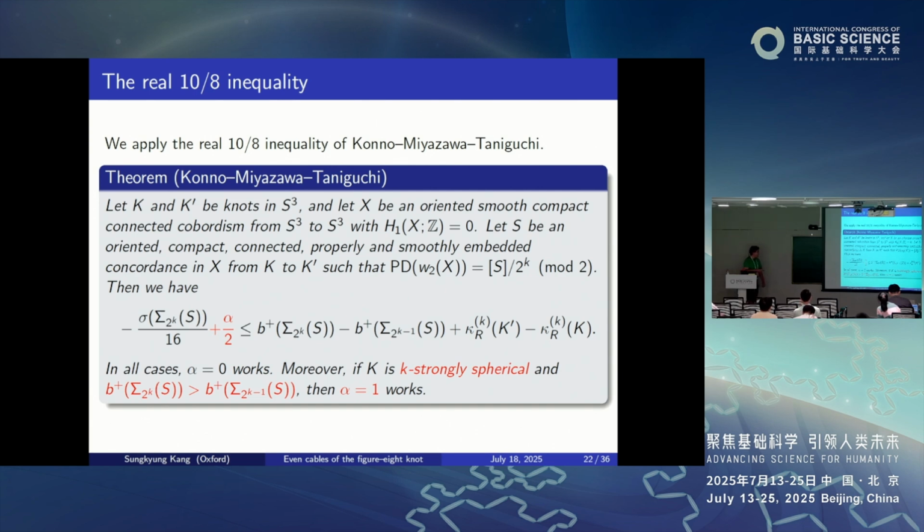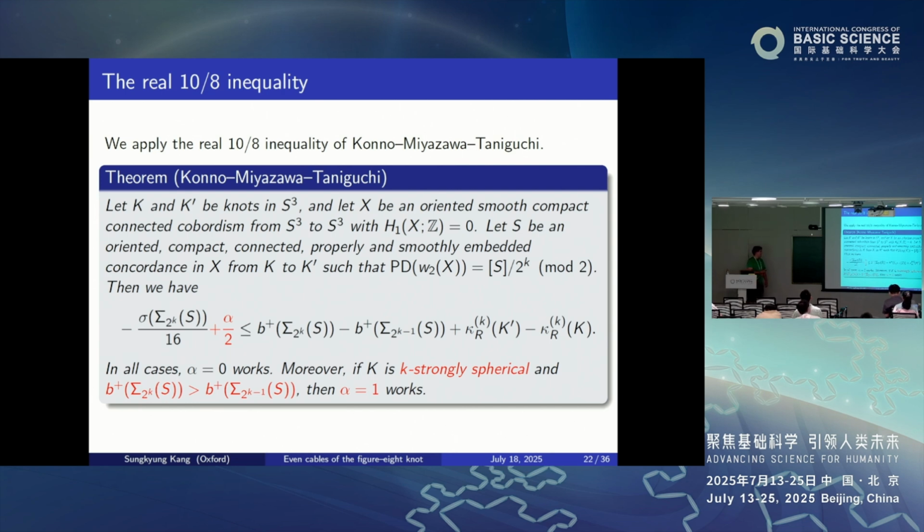This thing is not free. In general, you cannot add anything into this inequality. But as in the Pin(2)-equivariant setting, in some special cases you can. What you're going to use here is the fact that if your K is something called K-strongly spherical, and this term is bigger than this, then you can freely add 1/2 to your inequality, which turns out to be really necessary.